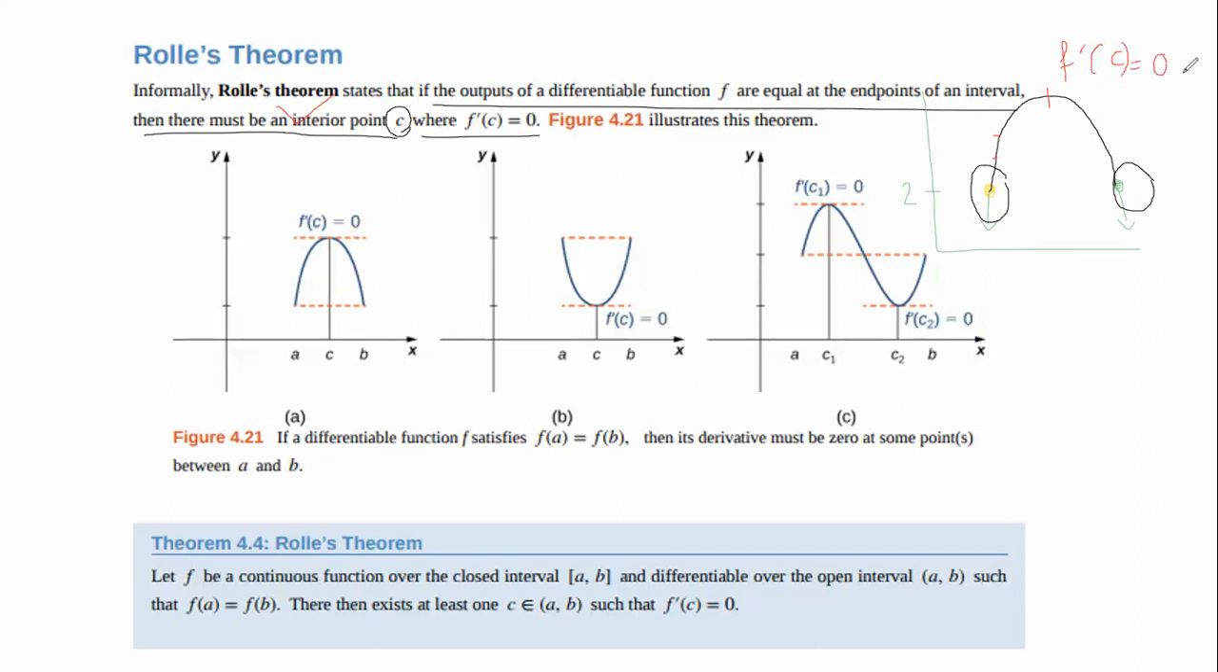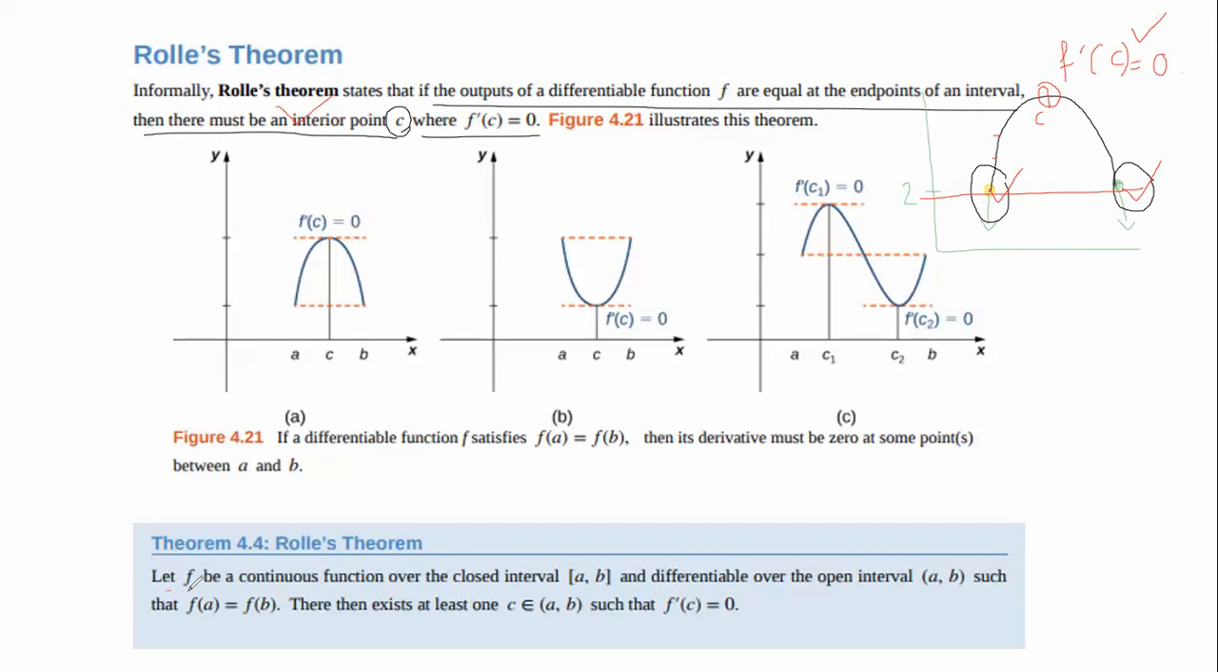Again, let me revise this theorem. It says that if the outputs of a differentiable function, let's say this is the starting point and this is the ending point, are equal, this means that they have the same value. So if we take a point within the same interval, let us say here I have taken the point C, and I take its derivative, then this must be equal to 0. So this is Rolle's theorem. Rolle's theorem basically applies at endpoints, and at my interior point, let us say it is C, the derivative at that point must be equal to 0.